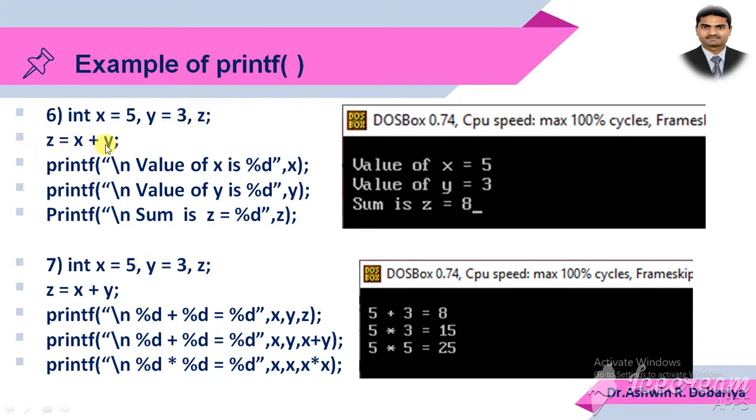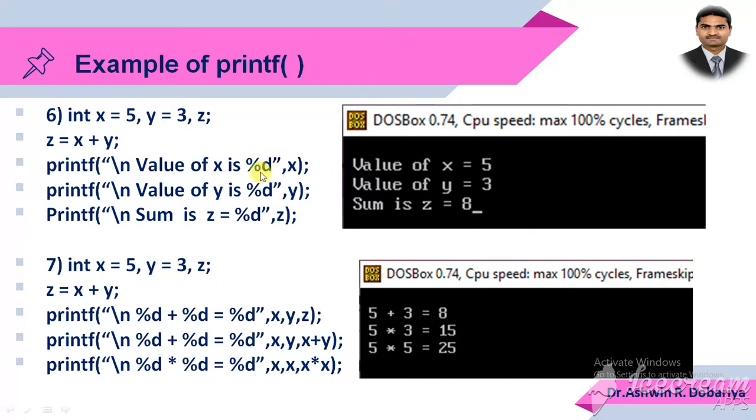So z is equal to x plus y. Now here the printf function: \n for next line, then "value of x is", this is a string. So string means whatever you write, it will display as it is on screen. So here, in the first statement \n, the first line is left blank, then "value of x is", and %d.